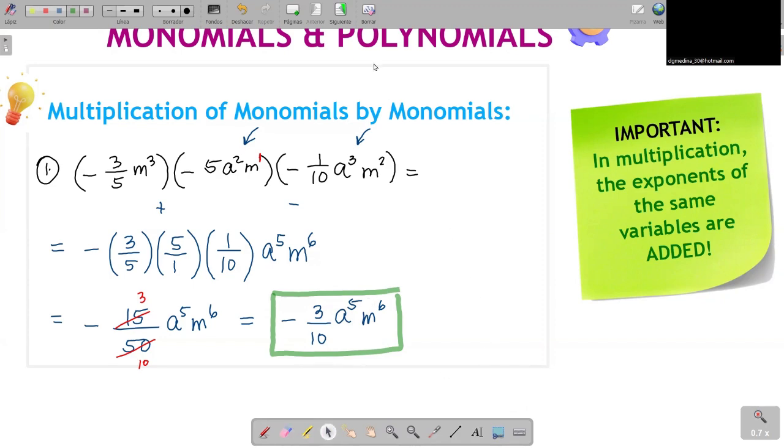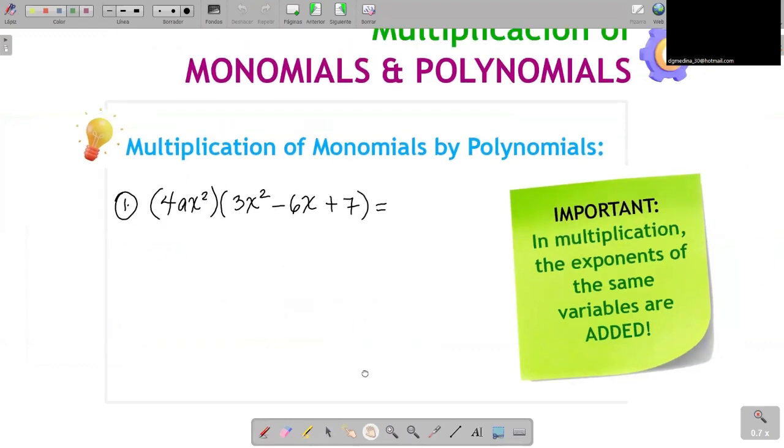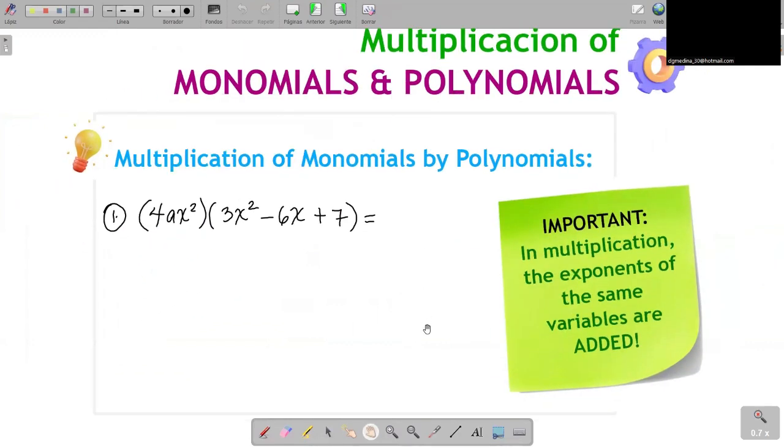Okay, let's go now to the multiplication of a monomial by a polynomial. So as you can see here, guys, we have just one single term, 4ax to the square. We have a term here, and we have a trinomial here. So we have a monomial by a polynomial. As the rule says, we have to share or distribute the monomial with all the terms in the next parentheses. That means that we are going to multiply the 4ax to the square with this term, and this term. Okay, so let's do it.